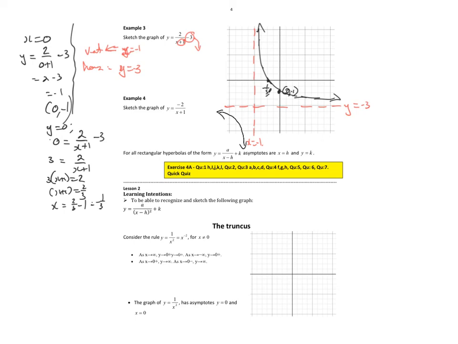Okay, so the key ones, Mr. Rice is really keen on it. The lines need to approach our vertical and horizontal asymptotes. They don't curl away.